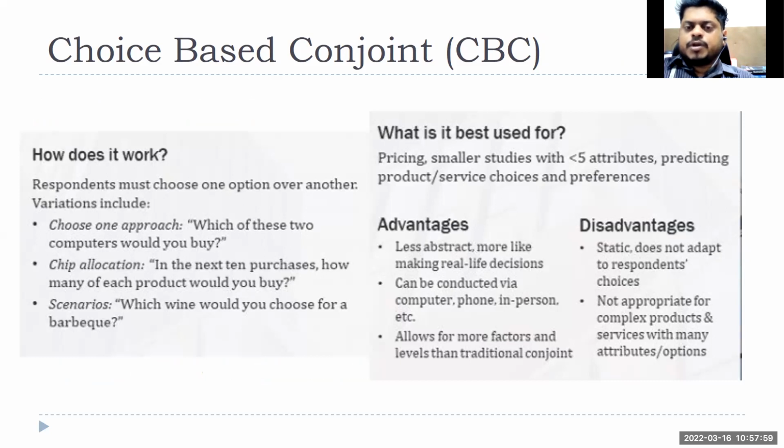Advantages: it is less abstract, more like a real-life decision, and that is what happens, right? Customers do not go to a store and rank or rate products. They make a choice out of 10 products they see, and they choose a pant or a shirt, or whatever they want to buy, or some daily usage product out of different milk options, different soft drinks options. They choose one, right? So they are not going to rate or rank anything. So this actually reflects the actual scenario in life.